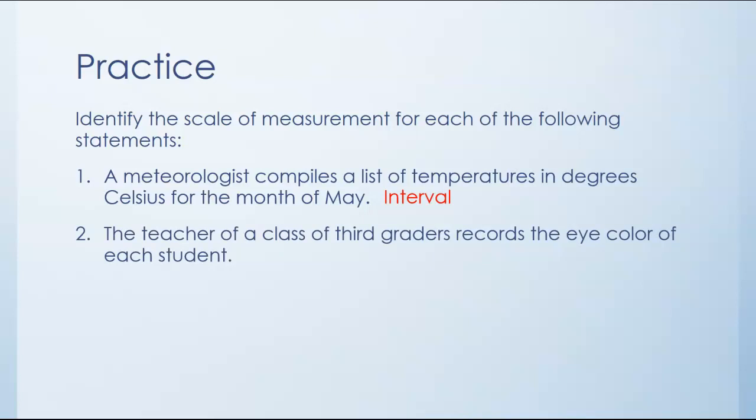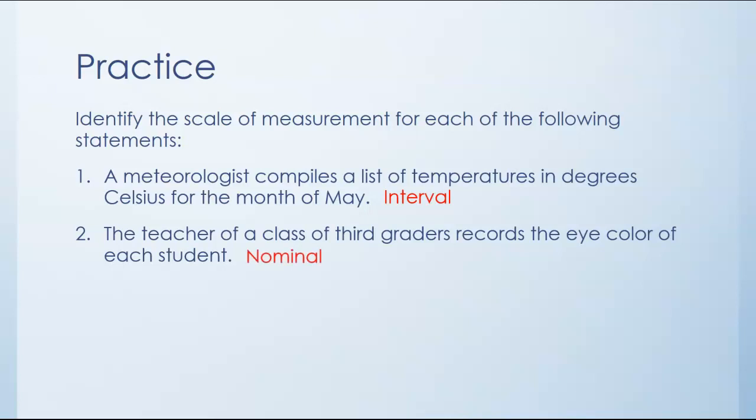Okay, so a teacher of a class of 3rd graders records the eye color of each student. What I like to do when I'm doing these is break it up. Is it going to be nominal or ordinal, or is it going to be interval or ratio? Now remember, interval or ratios are always going to be some type of number. Nominal or ordinal can be a little bit more fluid on that aspect. So hopefully you're saying nominal because eye color is a category. I cannot rank it. I can't say that somebody with green eyes is better than somebody with brown eyes. That doesn't work. So it's just a category.